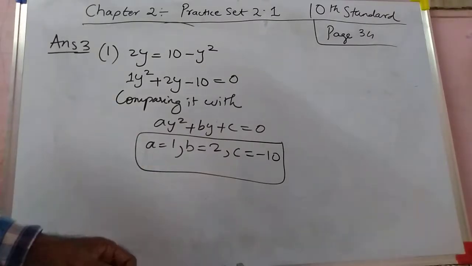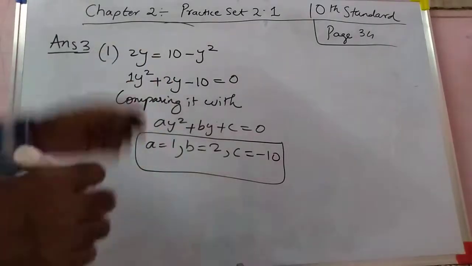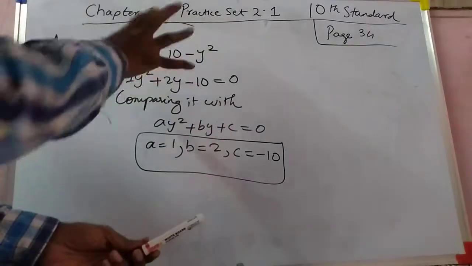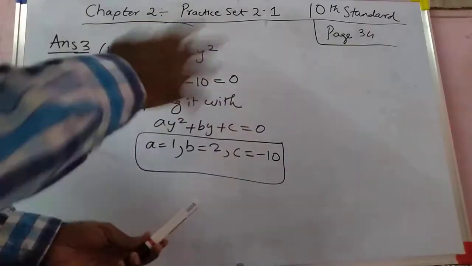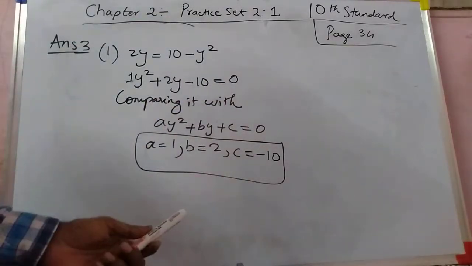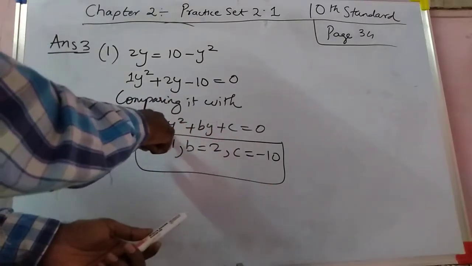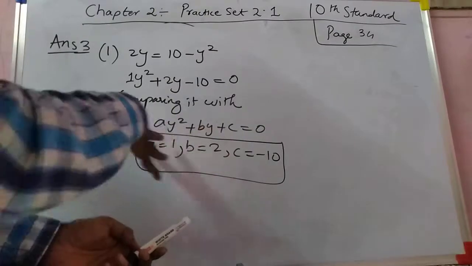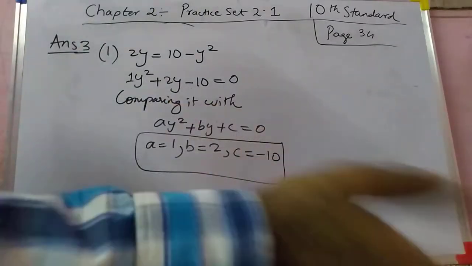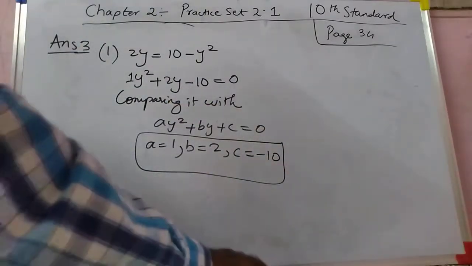Okay. So first always standard form में लिखना है, that is very important. Standard form में नहीं देंगे ज़्यादातर, you have to write it in standard form, then compare it with the standard form of ay square plus by plus c, then we will get a, b, c very easily. Okay. Now next do second problem.